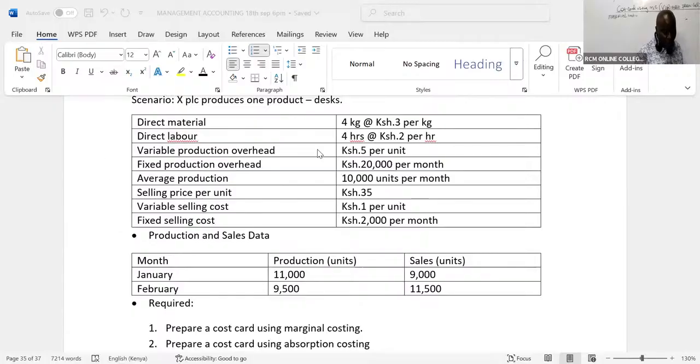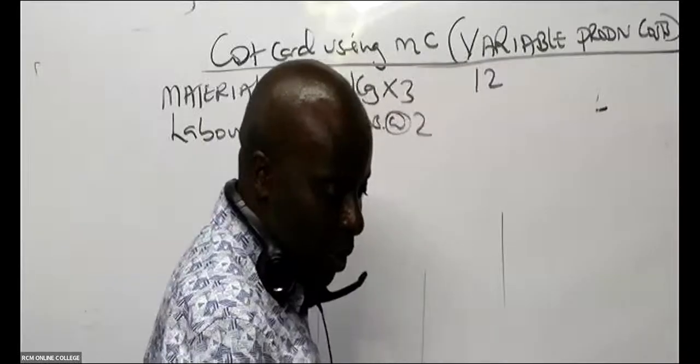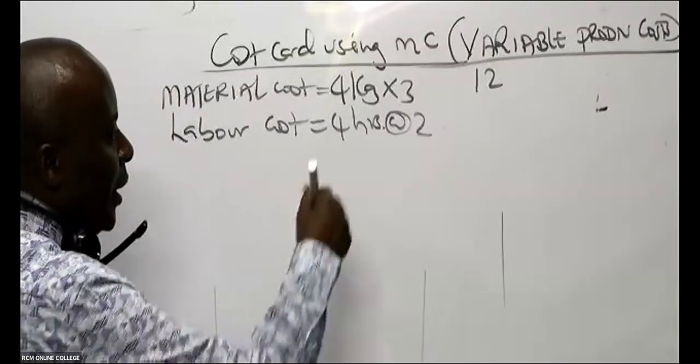So direct materials, you can see 4 kilograms, each at 3, which gives me how much here, somebody? 12. Then, of course, these materials cannot convert themselves. We need laborers. We need overheads, isn't it? So come and give us labor cost. Labor cost, I can see 4 hours. And each hour is how much? Each hour is 2. Now, ladies and gentlemen, that gives me 8, isn't it?